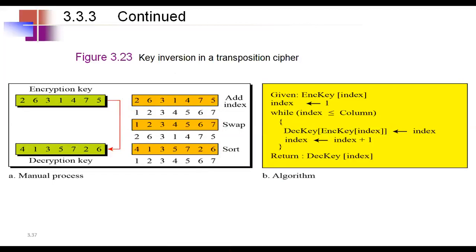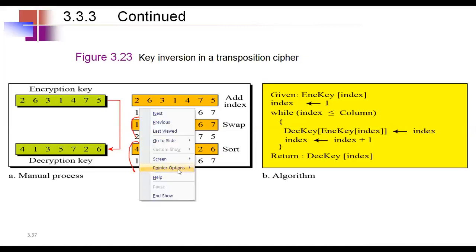What are those values? Sort these values based on this one. Sort this one. Here is 1, so it is at first position. Here is 2, so this is at second position. Here is 3, this is at third position, like this. So if we have a key, we will get the inverse key in 3 steps.